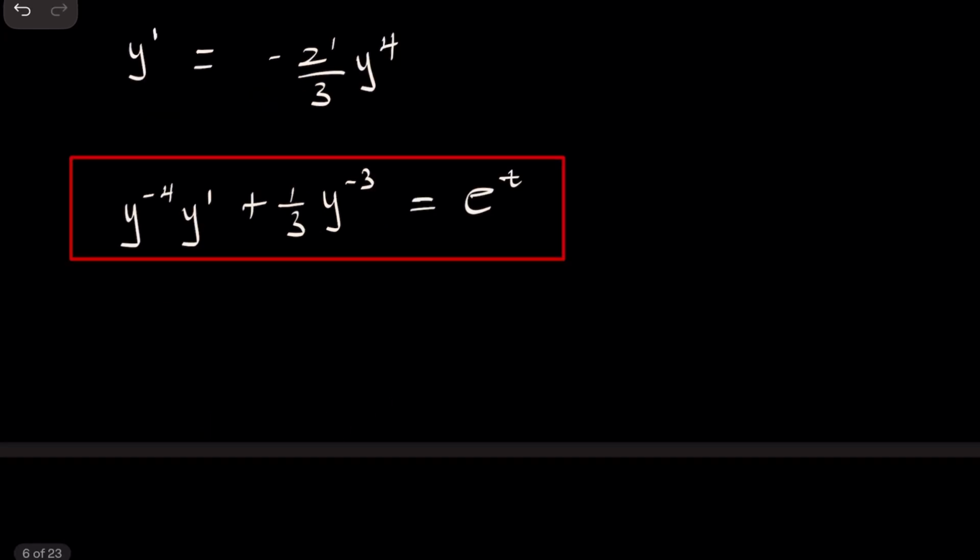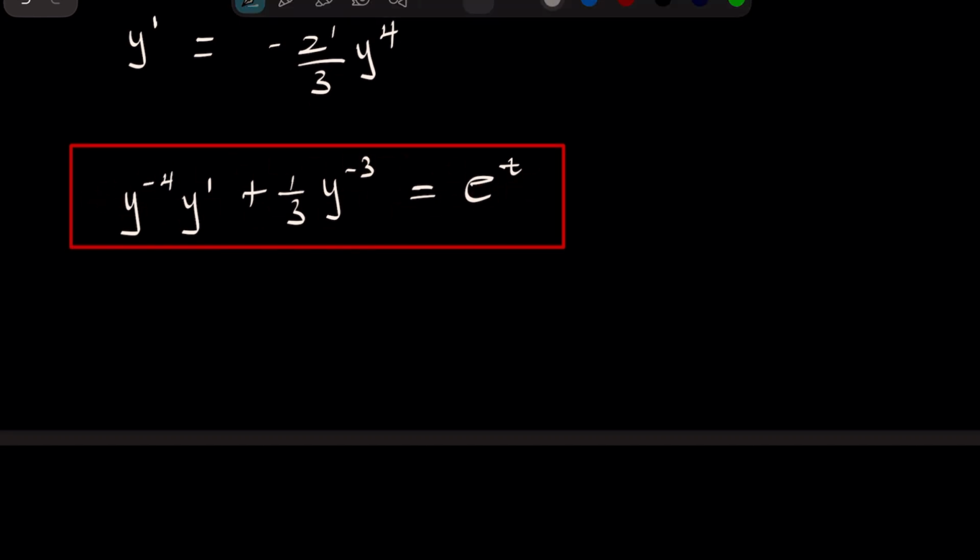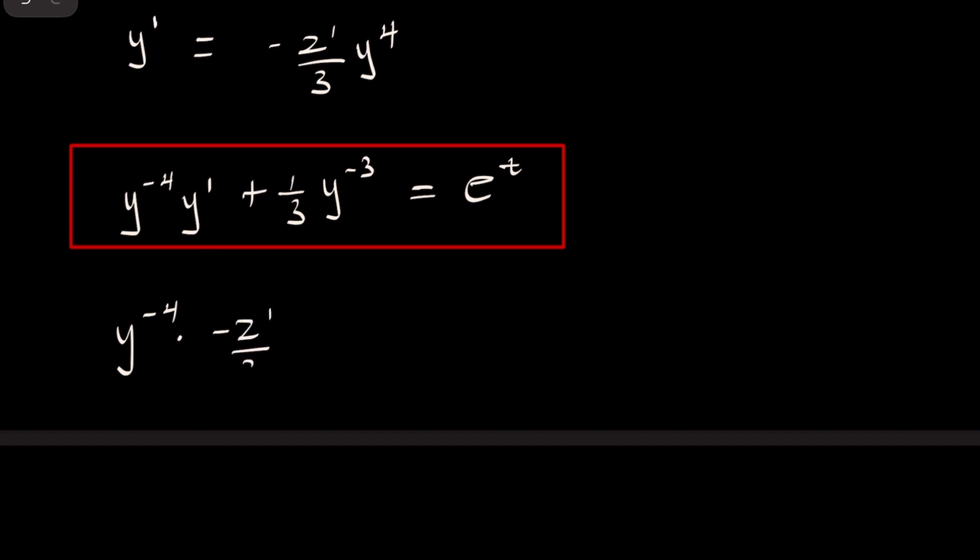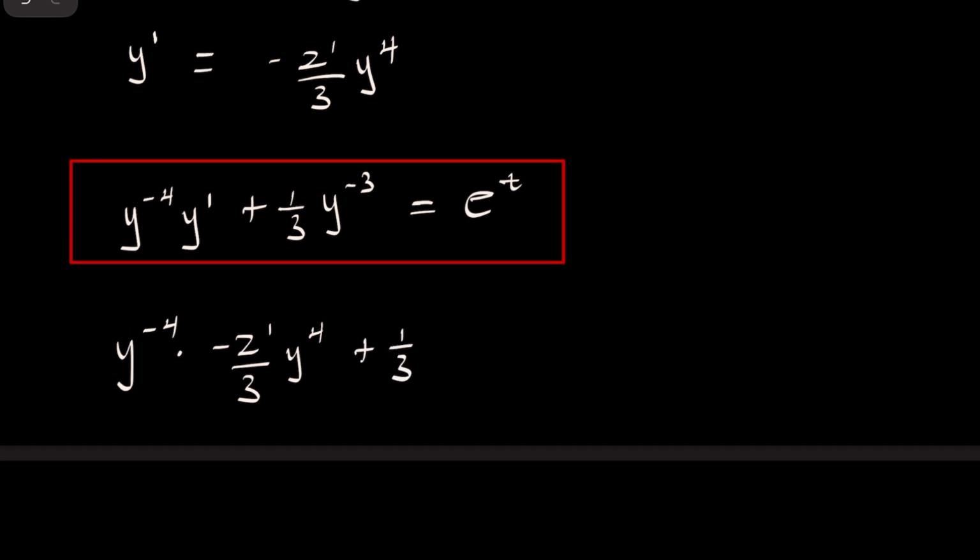Now our next step is to substitute y prime equal to minus z prime on 3 y exponent 4 into this differential equation. And so we are going to have y exponent minus 4 times y prime, but y prime is giving us minus z prime on 3 y exponent 4. So that will be times minus z prime on 3 y exponent 4, then plus 113 y exponent minus 3. But y exponent minus 3 is z, and so here it is going to be 113 times z is equal to e exponent t.